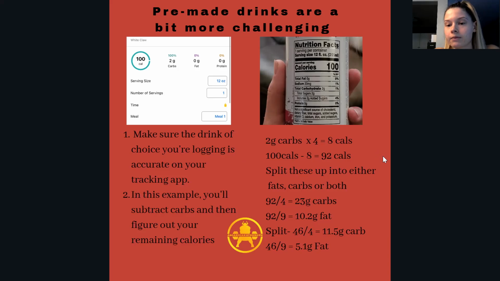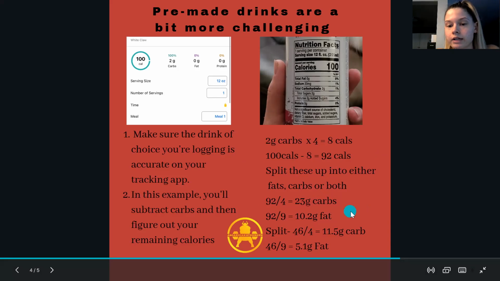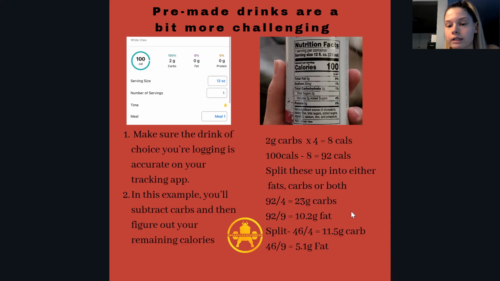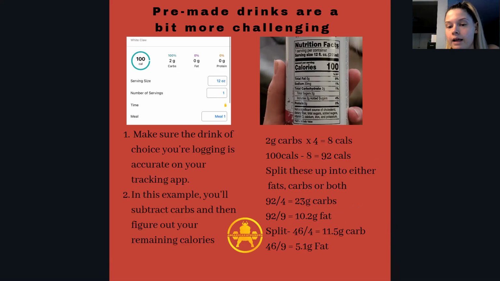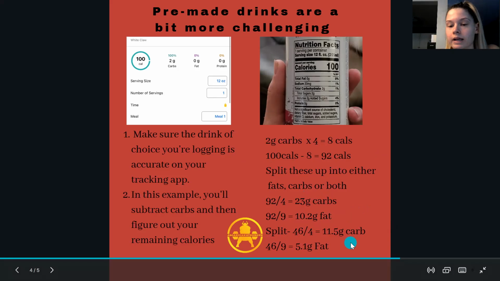Like I said before, we can split these up to either fats, carbs, or both of them. So if we're leaning towards carbohydrates, we would do 92 divided by 4, which leaves us with 23 grams of carbohydrates. If we were to do fats, we would do 92 divided by 9, which equals 10.2 grams of fats. If we were to split them, then we would divide 92 by 2, and that would leave us with 46 calories. So we do 46 divided by 4, which is 11.5 grams of carbohydrates, and then 46 divided by 9, which equals 5.1 grams of fat.